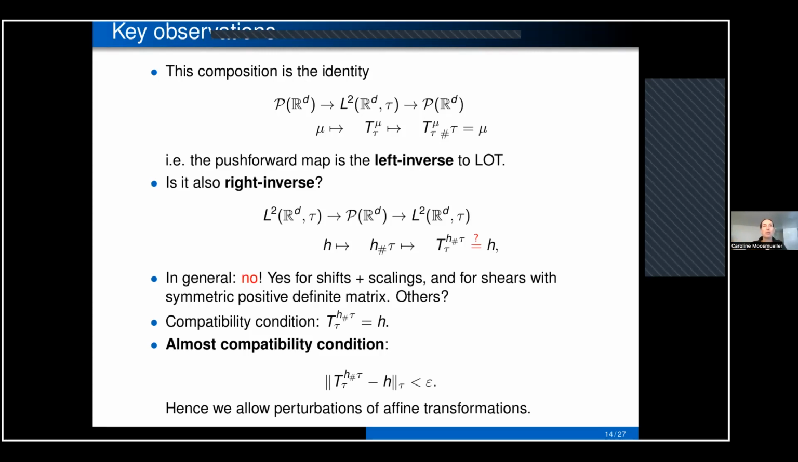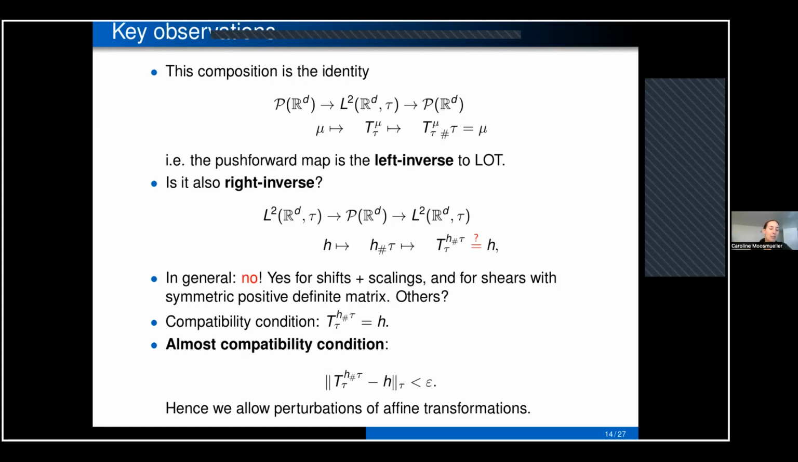You will never have a perfect shift or a perfect scaling, but you might have the shift of the tumor, as I talked about before, plus some kind of perturbation, some kind of error. So the theory we develop will always come with this almost compatibility condition. Are we satisfying this property up to an error? And if yes, we can still say something. Of course, there will be an error based on epsilon.